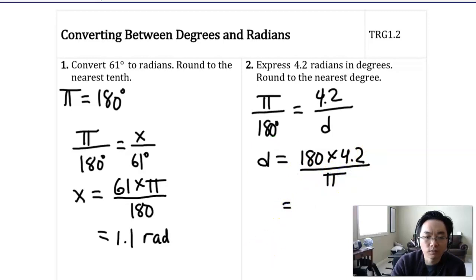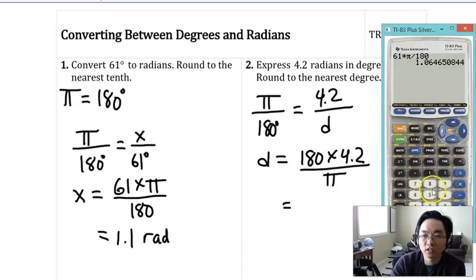Okay, so it's just a matter of going to the calculator. This is probably one of the easiest calculations you'll do in all of Math 30-1. 180 times 4.2 divided by pi. Okay, and we end up with, rounded to the nearest degree, 241 degrees.